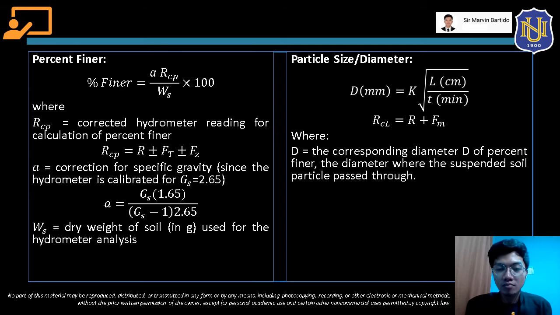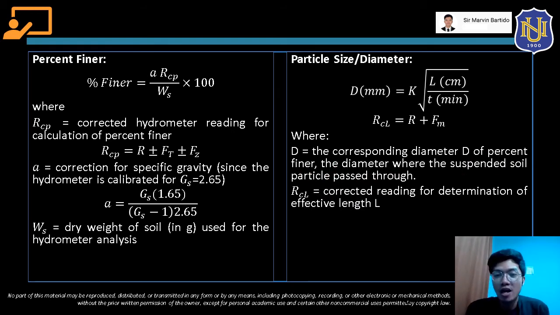Okay. So, yung D dito, yun yung corresponding diameter D of percent finer. So, this is the diameter where the suspended soil particle passed through. Okay, and then yung R sub CL natin, ito yung corrected reading for determination of effective length L. So, itong K na to, ito yung nandun sa table na pinakita ko kanina. And then, yung time natin na to, yung time na kung saan ni-record natin yung reading natin. And then, this should be in minutes. So, yung L, it should be in centimeter, ha? Okay.